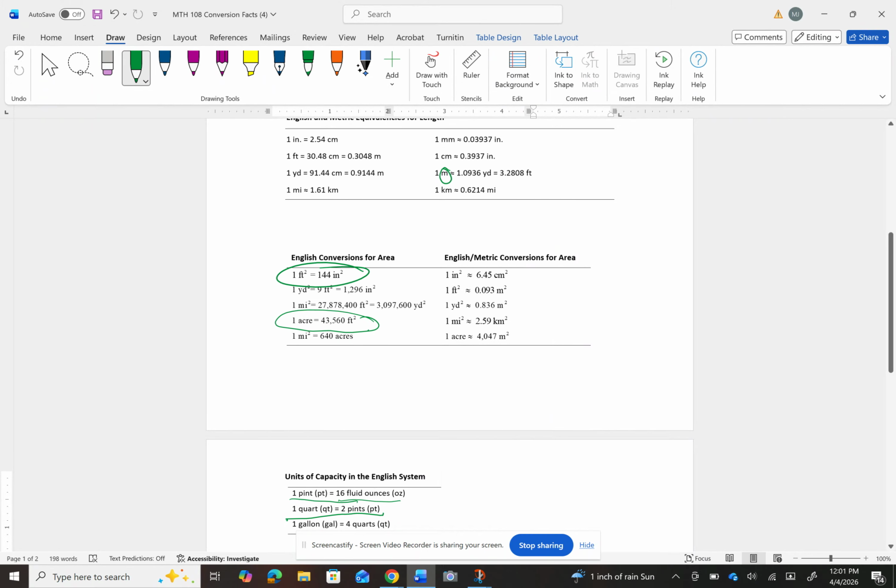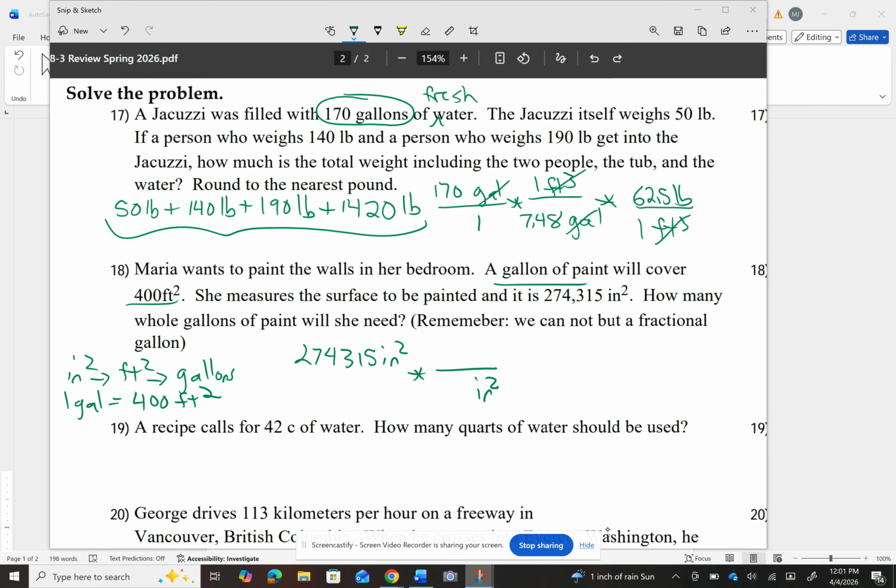And right there we have that 1 square foot is the same as 144 square inches. So I know that 1 square foot is the same as 144 square inches, which gets me to feet squared. And then what I can do is multiply that by a unit fraction that uses this, which would mean I'd want the 400 square feet on the bottom and the 1 gallon on top.